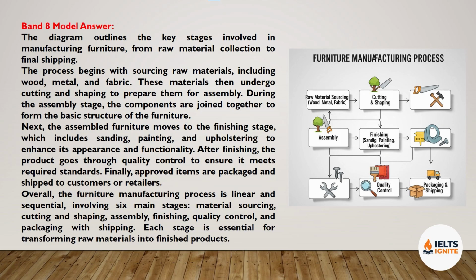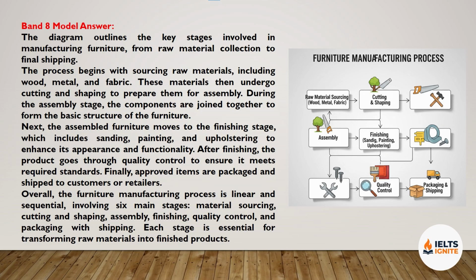Overall, the furniture manufacturing process is linear and sequential, involving 6 main stages: material sourcing, cutting and shaping, assembly, finishing, quality control, and packaging with shipping. Each stage is essential for transforming raw materials into finished products. The key here is to focus on the sequence.